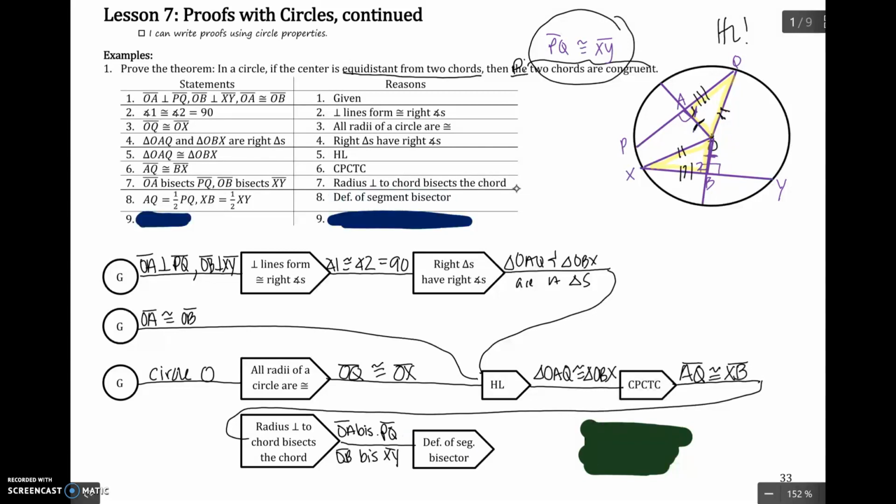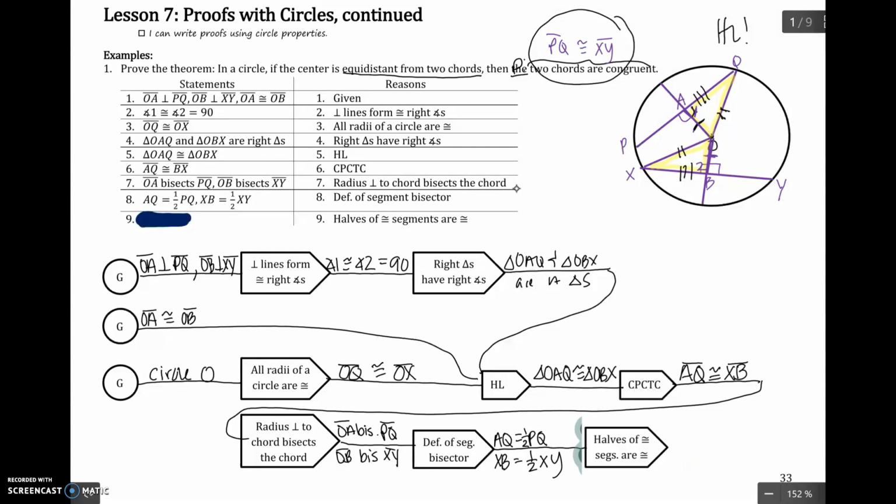And so I can put that same thing here. Now we're going to use something a little bit tricky here. Instead of using the bisector to talk about the other pieces, I'm going to do something a little bit different. I'm going to say that because QP is bisected, it's cut in half. And therefore, AQ is half of PQ, and XB from CPCTC is half of XY because of the definition of segment bisector. And we've done that, just not many, many times.